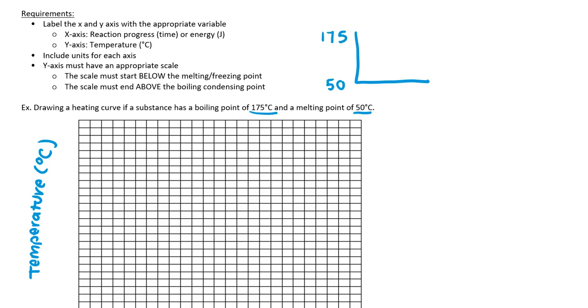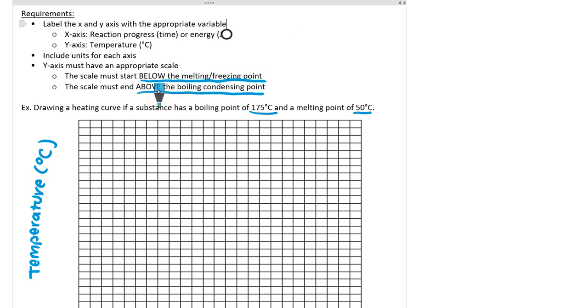Well, it plateaus at the melting point and it plateaus at the boiling point. So if you used 50 and 175 as the start and end of your scale, you're not going to have any room on your graph to show when the substance is a gas or when the substance is a solid. So a few tips. First, we want to make sure that the scale always starts below the melting or freezing point, depending on what you're given. And then the scale must end above the boiling or condensation point.